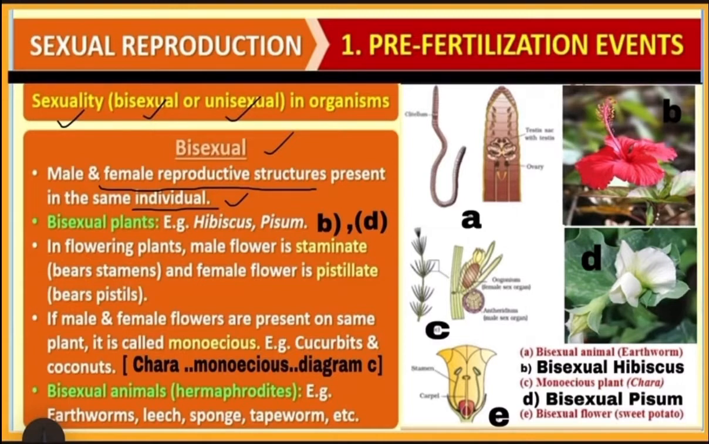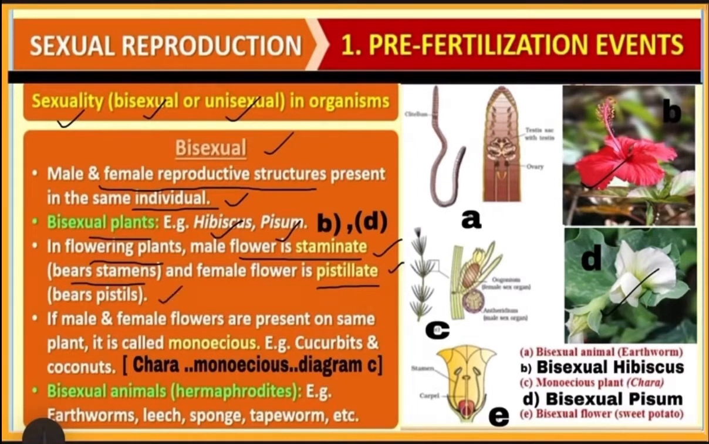Bisexual plants ke example dekhiye, hibiscus and pisum. This is hibiscus, this is pisum. They are having both male as well as female reproductive structures, stamen as well as pistil, both are present, so they are bisexual plants. In flowering plants, a male flower is staminate. If the flower is having only stamens, then the flower is called staminate. And a female flower, if the flower is having only pistil, then it is called pistillate.